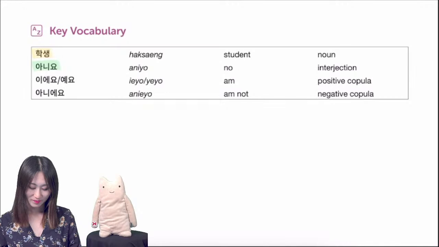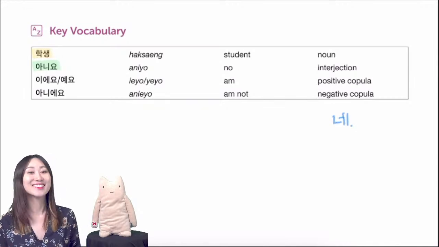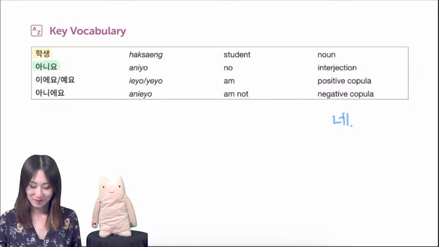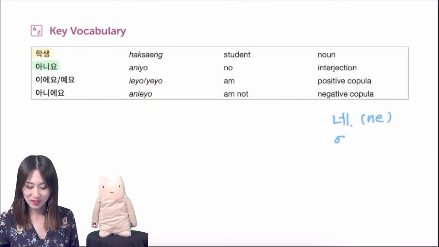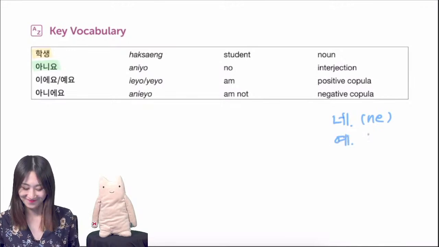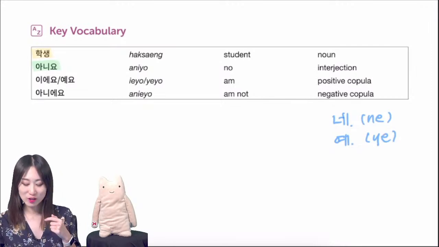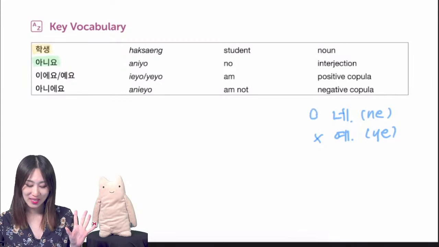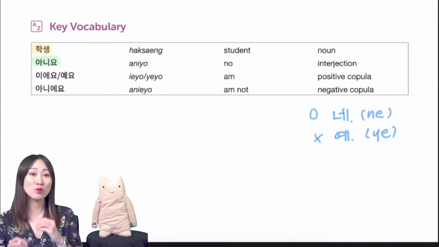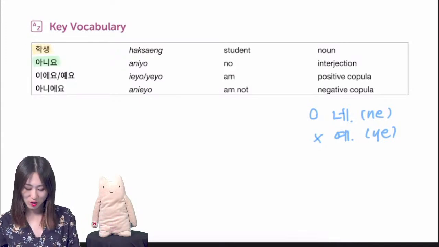So 아니요. How can I say yes in Korean? Yes is 네. Another way to say yes is 예. But I barely use 예. It sounds too formal. So definitely 99% of Korean people use this one, 네. Both of them are the same. It means yes, but 네 is much more common.